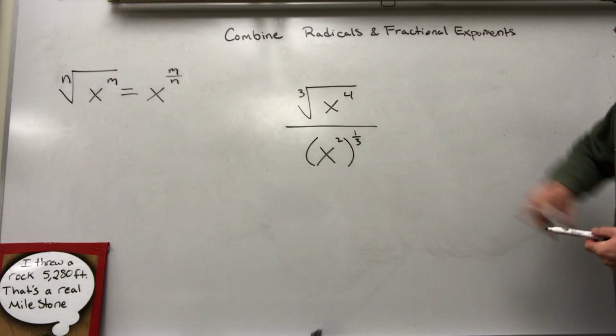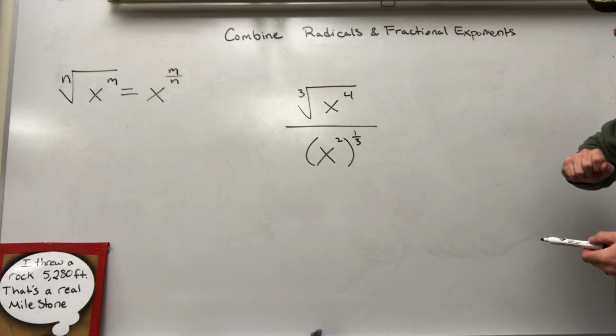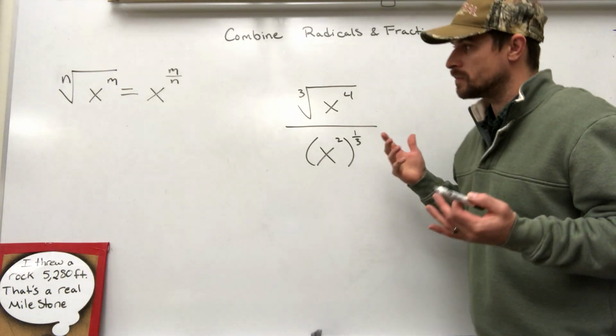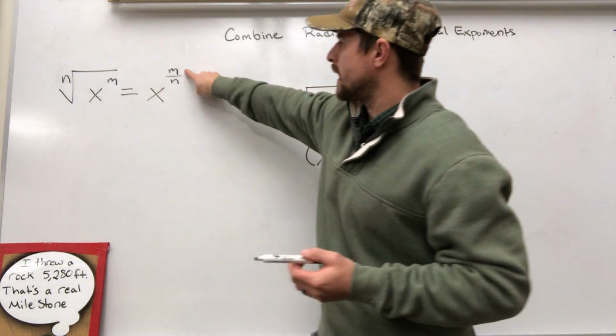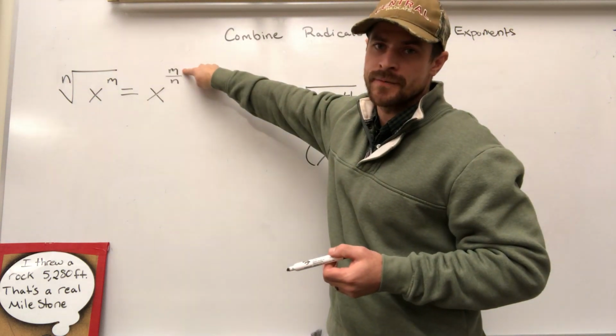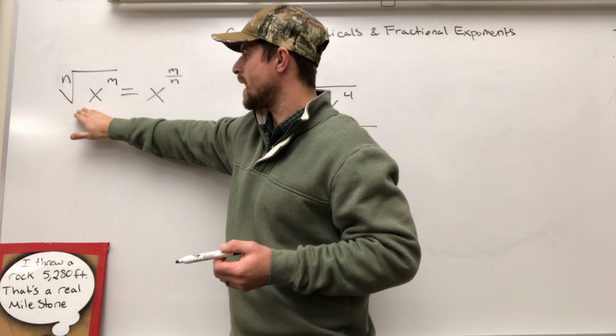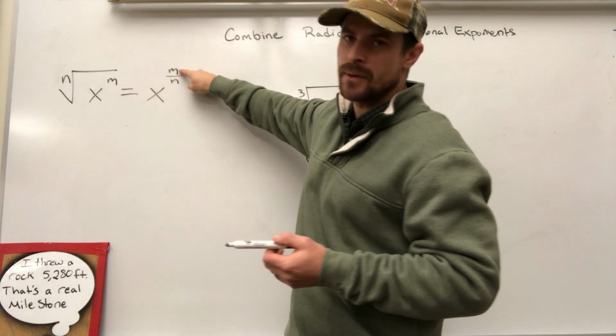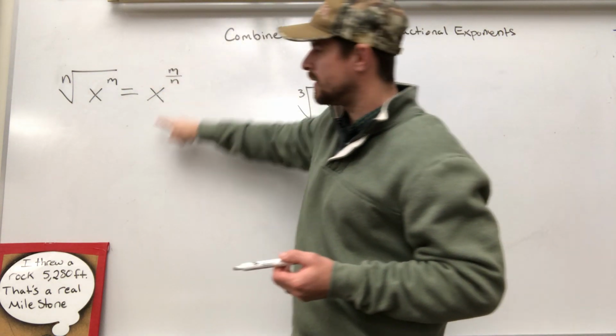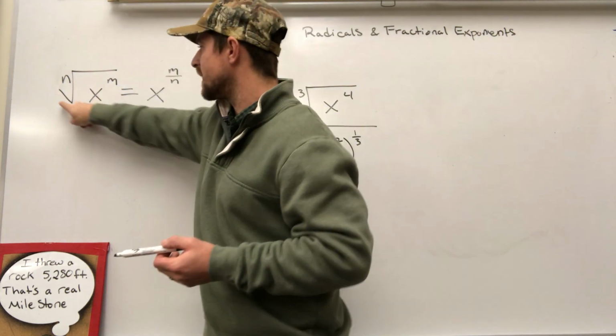Combine radical and fractional exponents. Okay, you've got to know the basics. Here they are: a fractional exponent with a numerator of m and a denominator of n. If you were to write that out as a radical, the top number, the numerator, goes as your exponent inside of the radical.